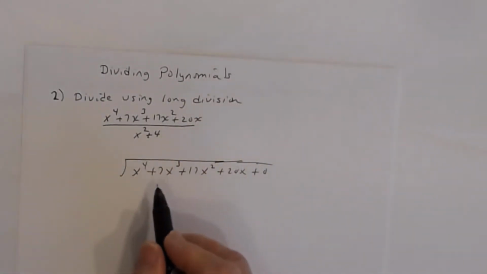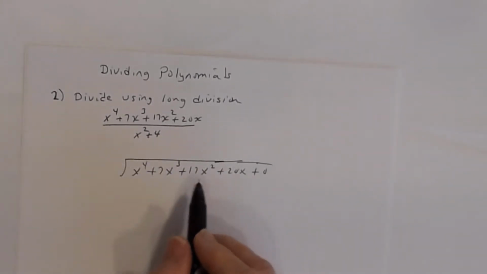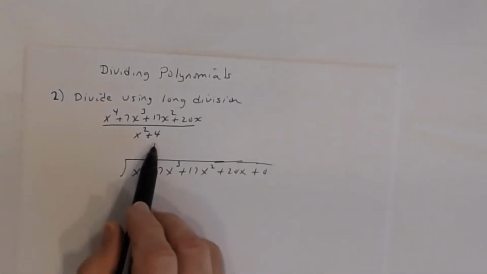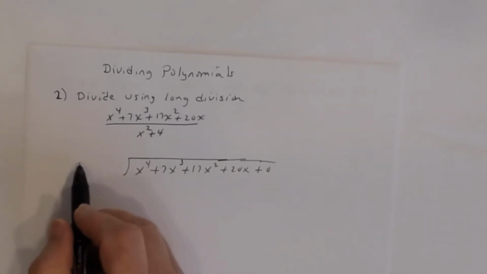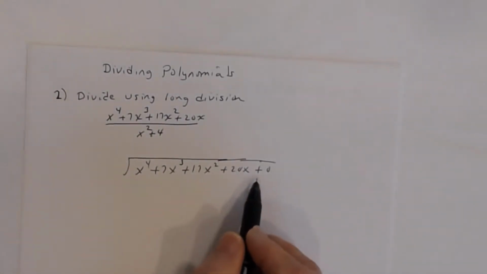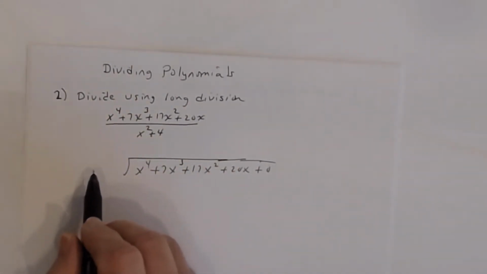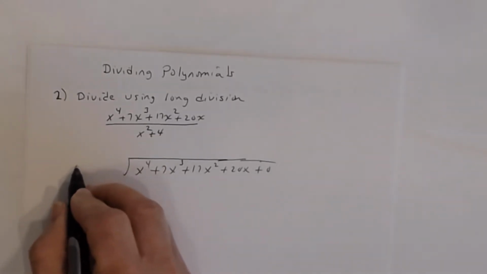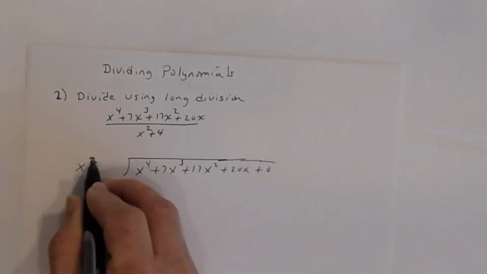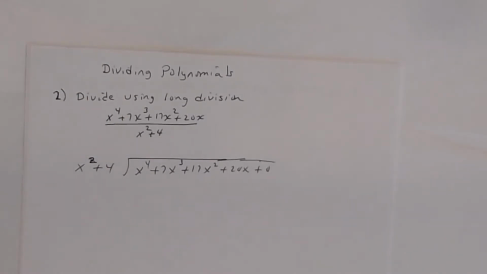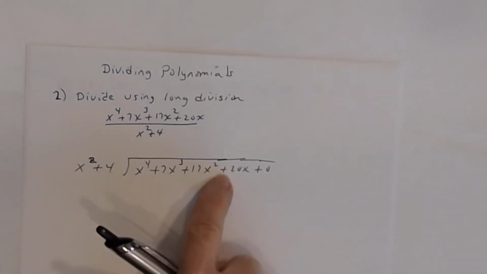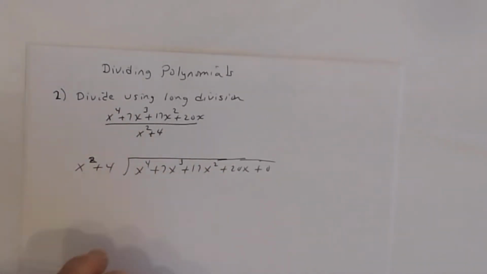You learned this last week about all those missing zeros. The dividend has to have those missing zeros. The divisor does not, but it helps. I'm just going to go ahead and write it as x squared plus 4. The missing zeros are needed in the dividend. You can put the missing zeros in the divisor if you want to, but it's not necessary. All right, now let's do the long division.